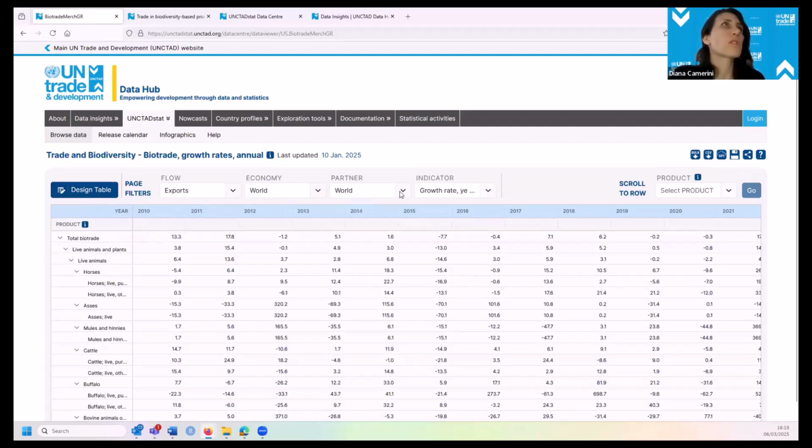For example, you want to see the flows from your country to Europe, or your country to Latin America, or your country to another specific country. That you could do by customizing the table or by selecting from the drop-down menu. Here, it is also possible to do that.